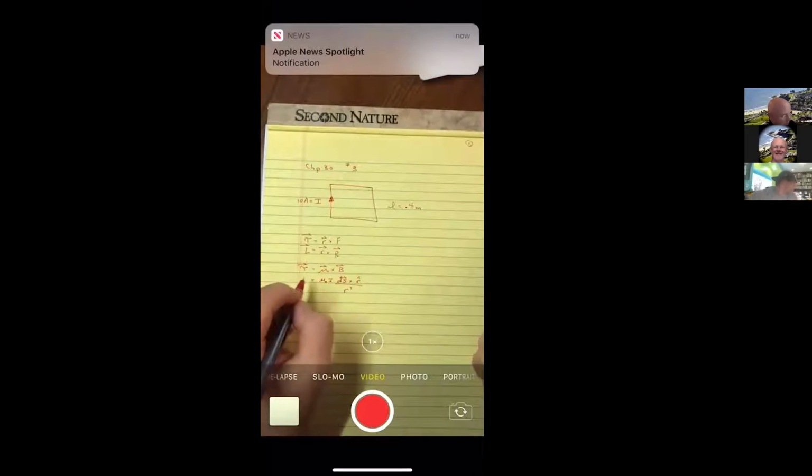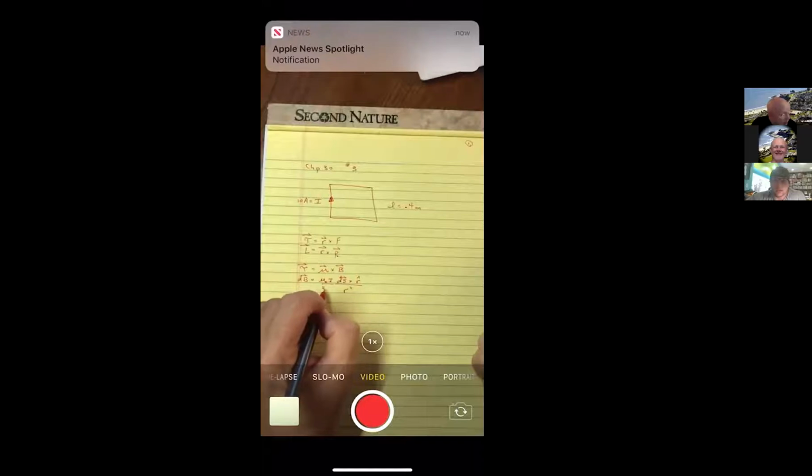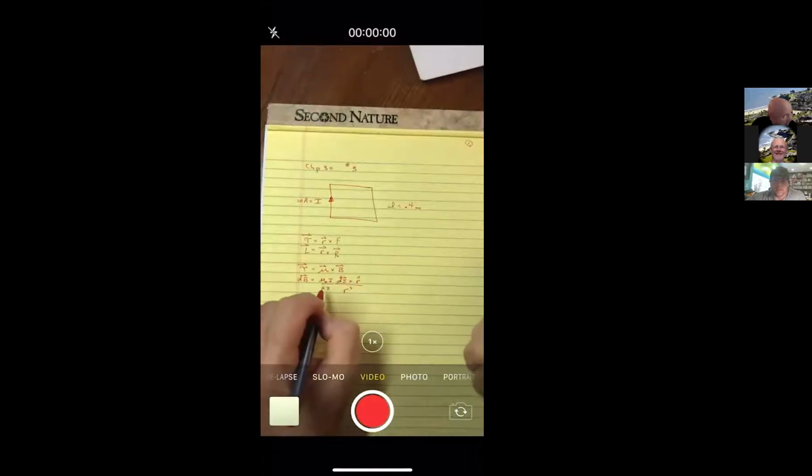Is there a 4 pi on the bottom of that? Yeah, that's what I'm, oh, thank you. Yeah, I was thinking there was something more here. 4 pi, yeah. Okay, thank you.